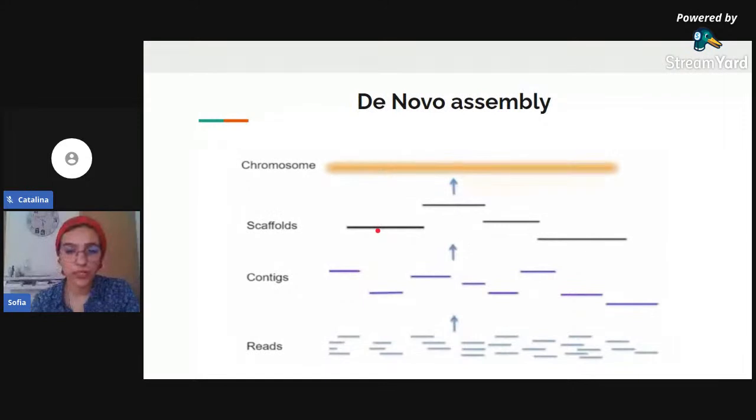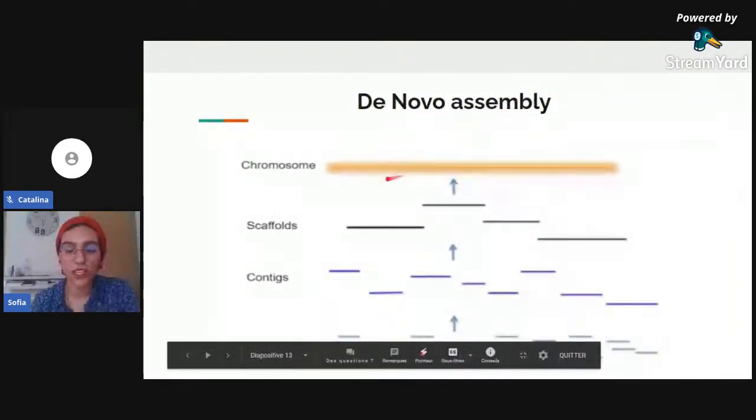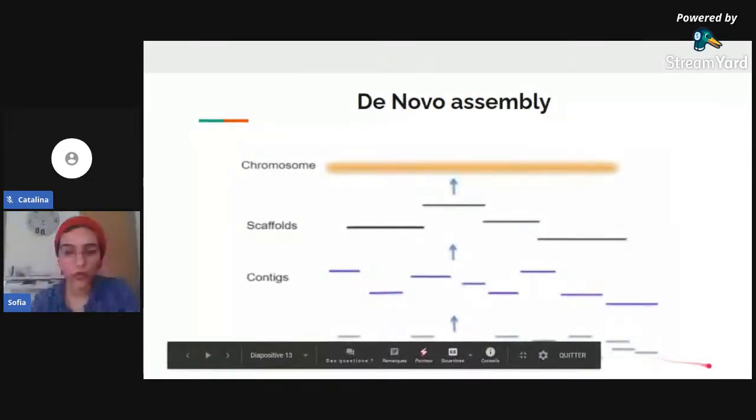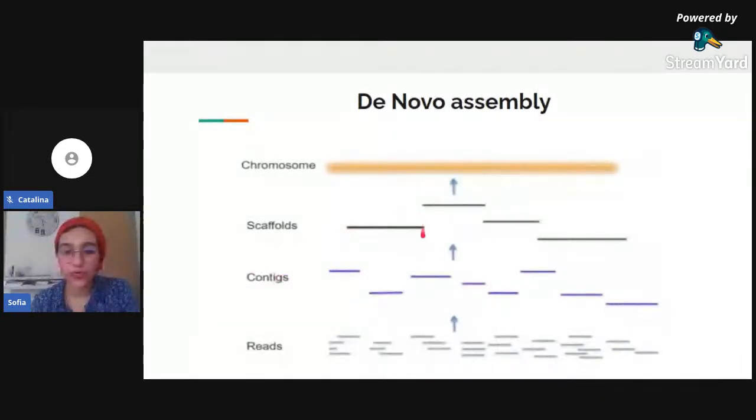So the de novo assembly looks like this. Here we have our chromosome, from which originally we took the genome. Here we have our raw reads that were sequenced. When we put them together, we get contiguous sequences that are referred to as contigs. Then when you put these contigs together, you get something called scaffolds. Then by this, we go back to our chromosome.